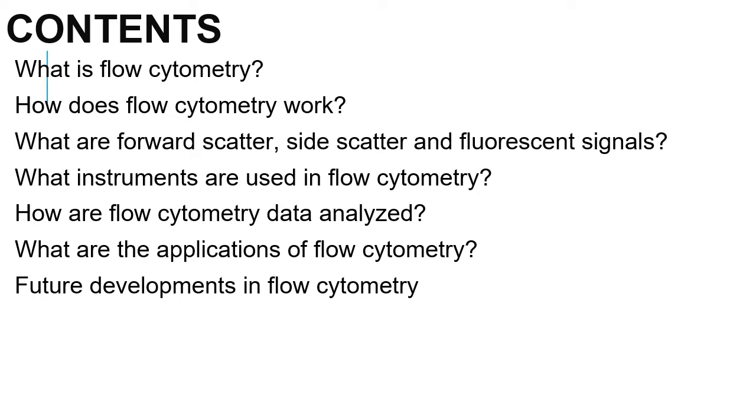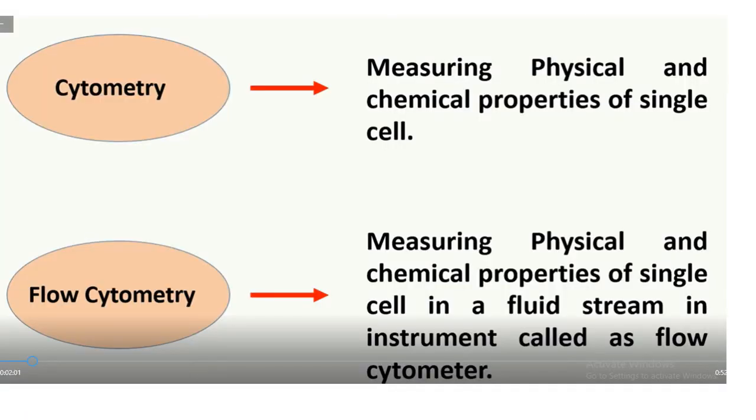Now, before going into the depth of this knowledge, I would like to emphasize terminology. First of all, let us understand the meaning of the words cytometry and flow cytometry. Cytometry is measuring physical and chemical properties of single cells, but flow cytometry is measuring physical and chemical properties of single cells in a fluid stream in an instrument called a flow cytometer.